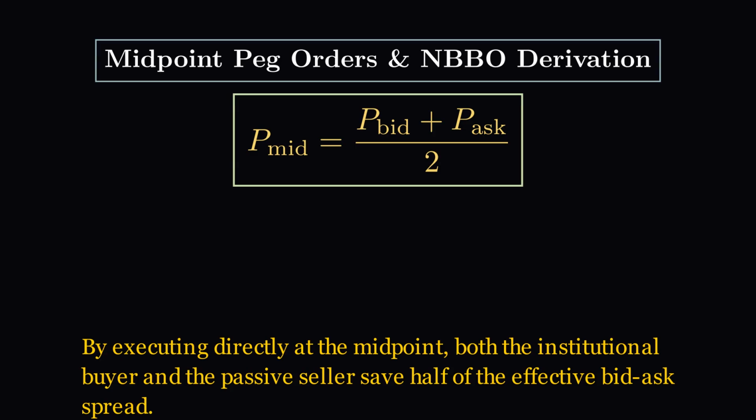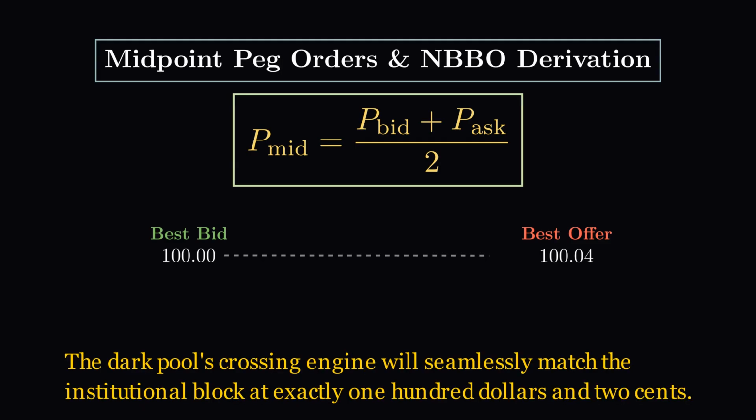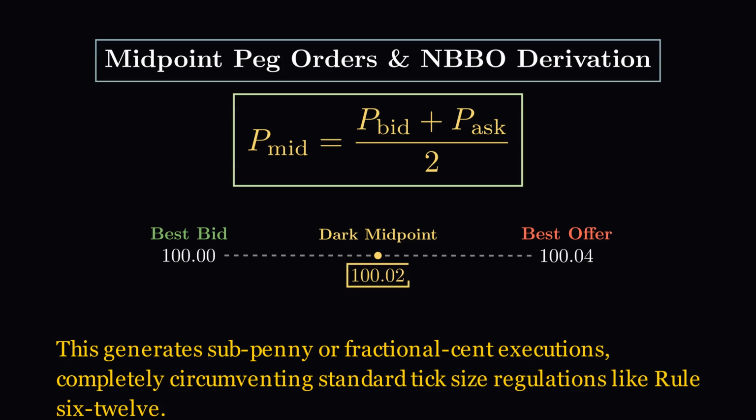By executing directly at the midpoint, both the institutional buyer and the passive seller save half of the effective bid-ask spread. If the public market is quoting a bid of $100 and an ask of $100.04, the dark pool's crossing engine will seamlessly match the institutional block at exactly $100.02. This generates sub-penny or fractional cent executions, completely circumventing standard tick size regulations like Rule 612.